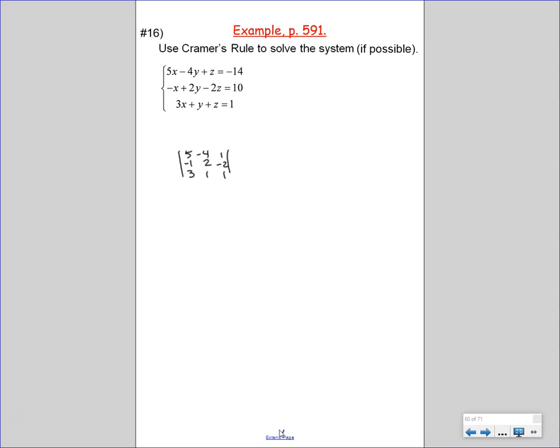What would it take to be impossible if we were trying to find x and y and z? What would make the denominator equal to 0? The determinant is 0, and which determinant would we be looking at? The a's, b's, and c's, right? The coefficient matrix, right? So the question we have to ask ourselves is, does that determinant equal 0?